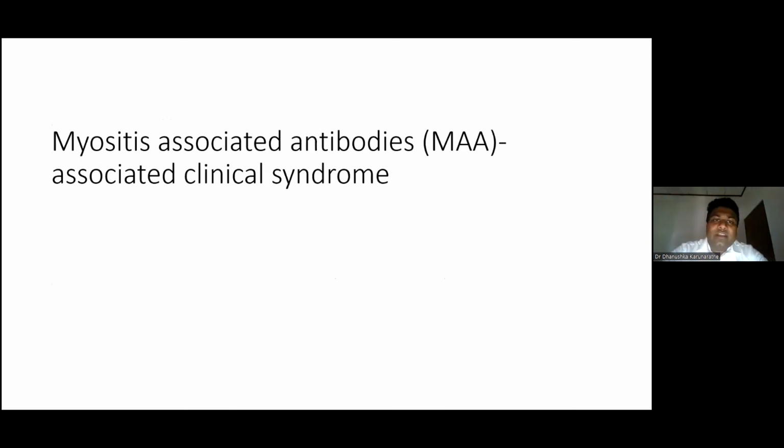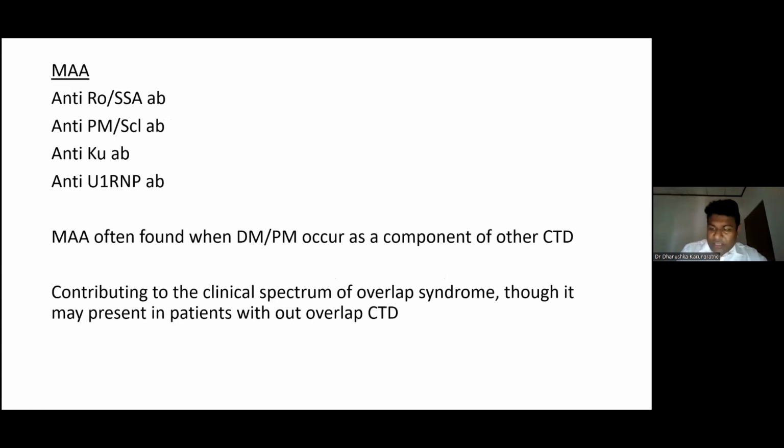With that, what we've discussed so far are the myositis-specific antibodies, which define certain clinical syndromes or subsets. And now we'll take a look at the myositis-associated antibodies and their relevant clinical syndromes. Myositis-associated antibodies, as I discussed earlier, are seen in overlap syndromes, where 2 or 3 autoimmune connective tissue disorders are overlapping with each other, and myositis is one such component.